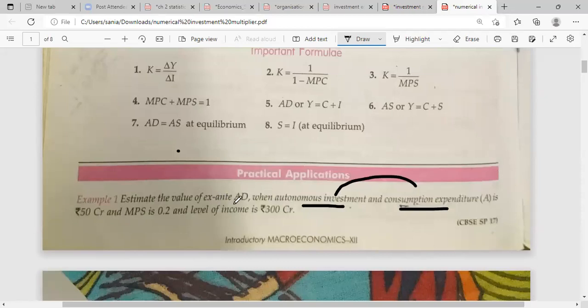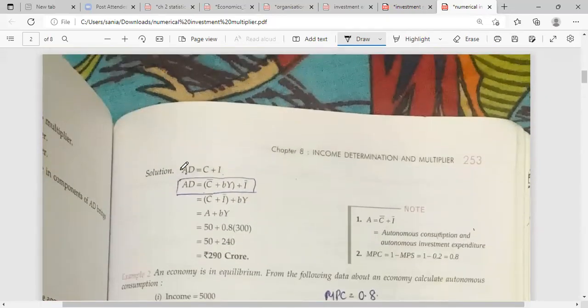Over here, you have to find X ante AD. So this is the formula: AD equals C plus I. Now AD equals C plus this, plus autonomous investment, because you already know A is equal to C bar plus I bar, which is autonomous consumption plus autonomous investment expenditure. That is your A. And MPC is 1 minus MPS, which is 1 minus 0.2, 0.8 is the answer. You will just put in the values and you will get the answer. Clear?